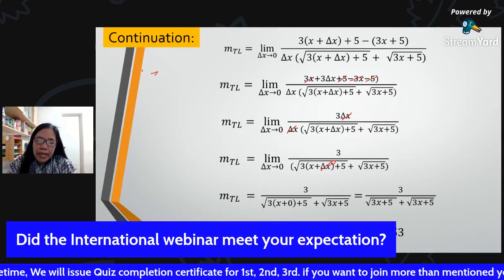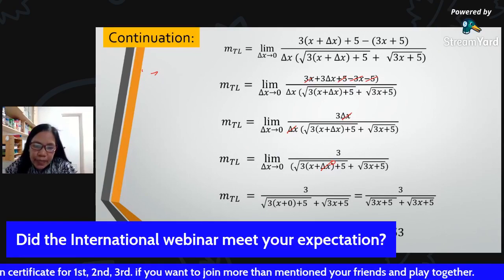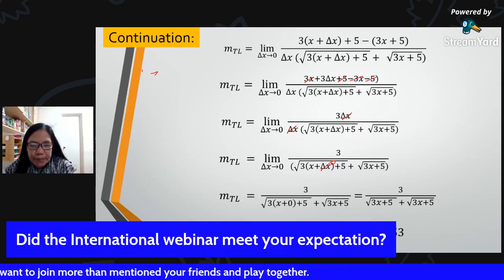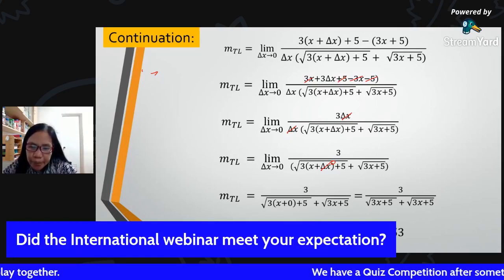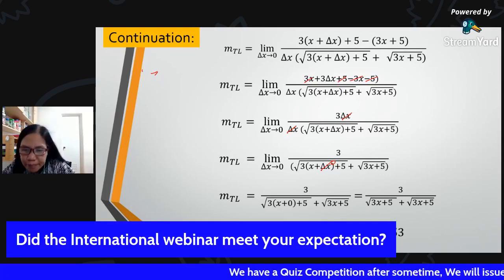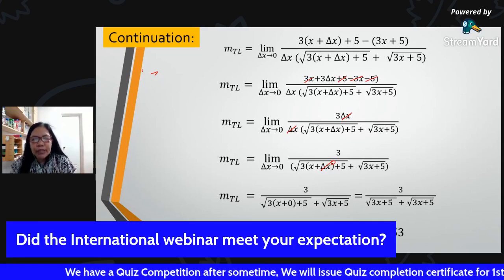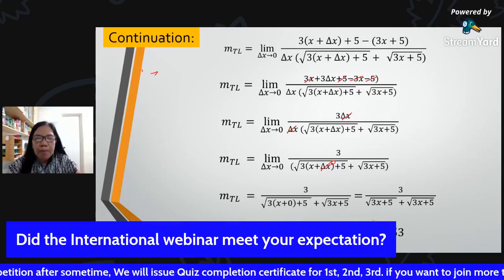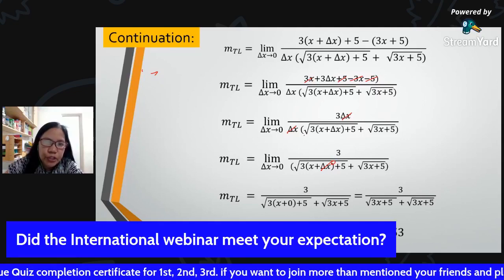At 1, square root of 8, we have to plug in 1 for our x. So we have 3 times 1 is 3, plus 5. So that is 3 all over 2 times square root of 8. And if we simplify this, we have 3 all over 4 square root of 2. And that is approximately 0.53.